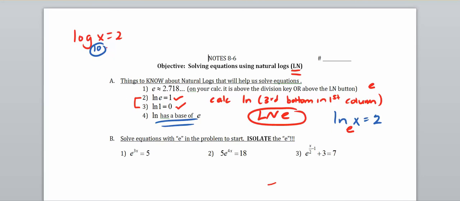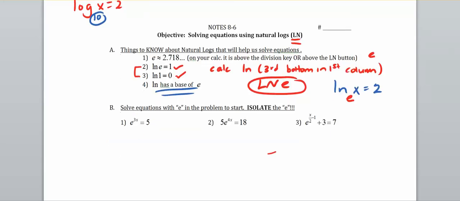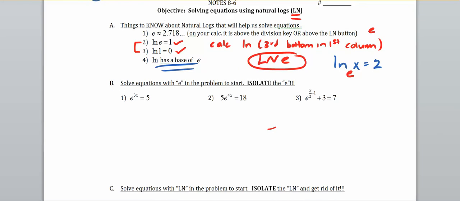Make sure you have your calculator, because in order to get the solutions to these equations, you're going to need it. As part A says, solve equations with E in the problem. Our goal is to isolate the E, because that's going to make our life a lot easier. It's very similar to solving common logs. When we had an equation like 4 to the x equals 5, we wanted to get the base by itself. The same concept applies. I want to get the E by itself.